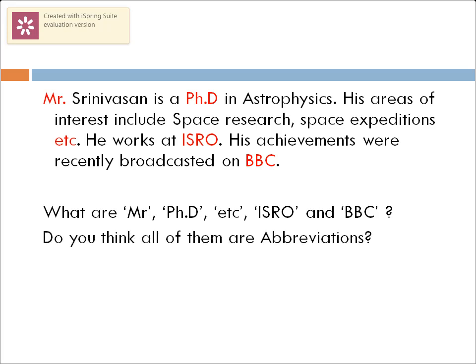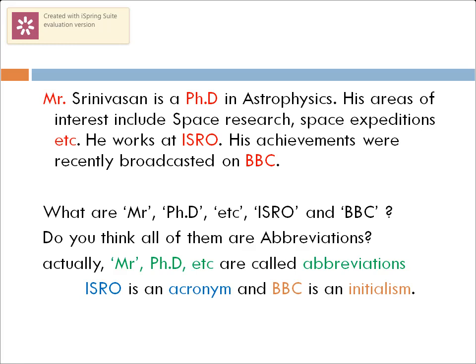Yes, as you know, they are called abbreviations. But are all of them abbreviations? Actually, Mr., PhD, etc. are called abbreviations, and ISRO is an acronym for Indian Space Research Organization, and BBC is an initialism for British Broadcasting Corporation. So we'll be trying to understand the differences and also the relationships between these three terms in this video.